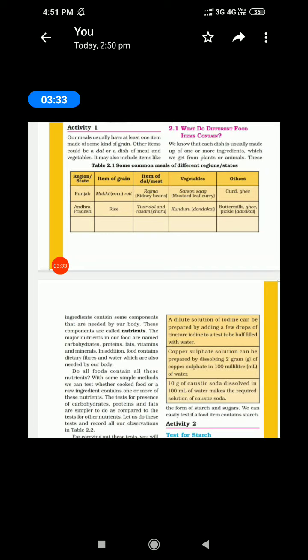Then some given activities. Some given activity tests: a test for starch, a test for proteins and a test for fat. Okay, listen. Let us do these tests and record all our observations in table 2.2. Now I will explain the box.